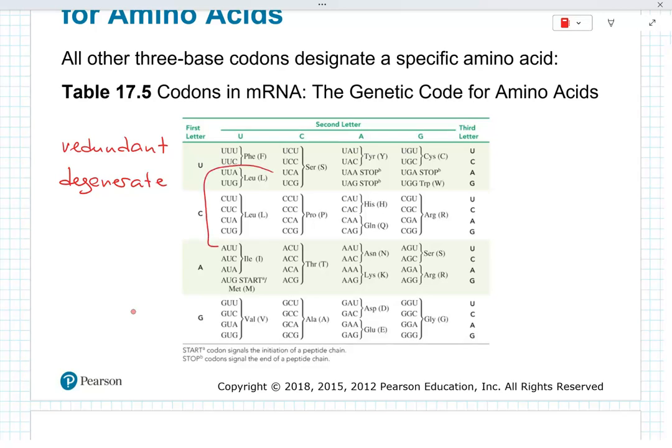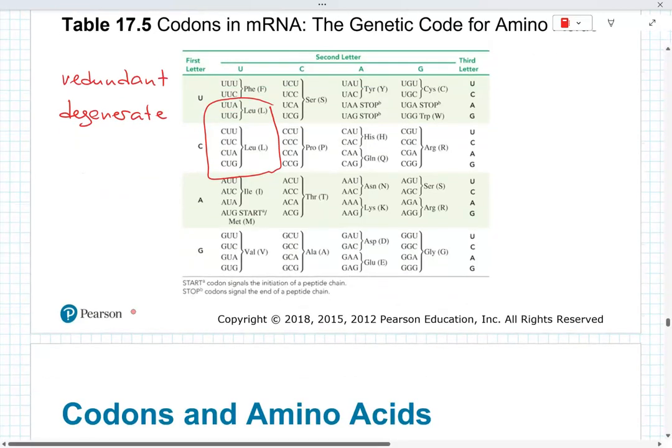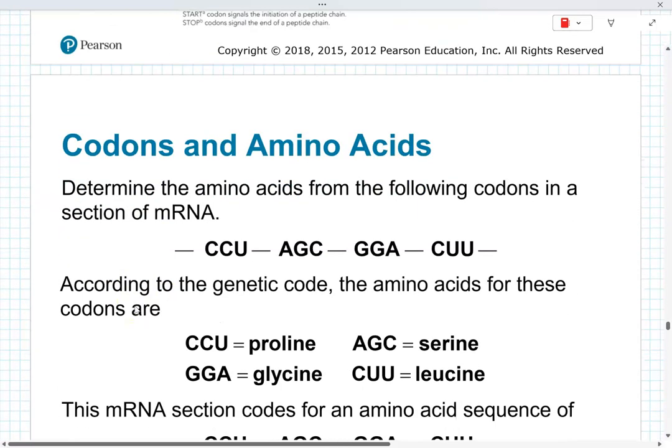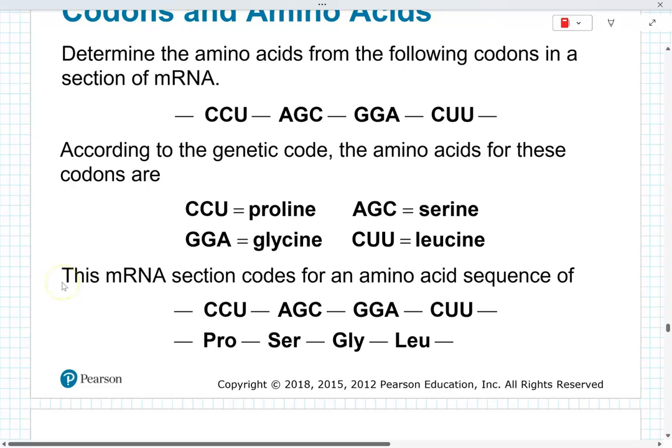Look at my favorite, leucine. 6 different codons for the same amino acid. Am I making sense? Good? So I compare it with synonyms. Actually there's a term, synonymous codons, which means that they encode the same amino acid. So this is how the code works. Like CCU encodes proline, AGC encodes serine.